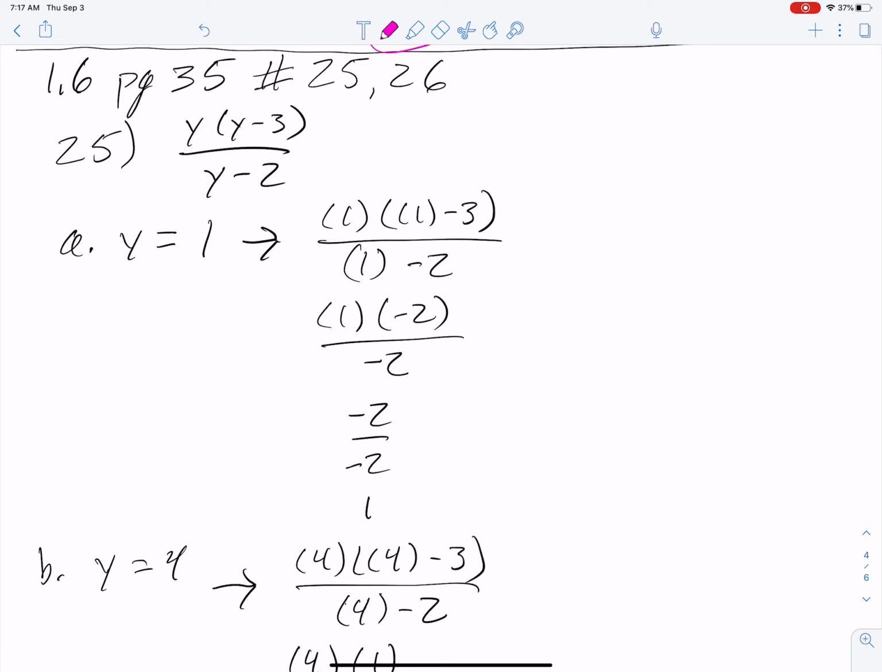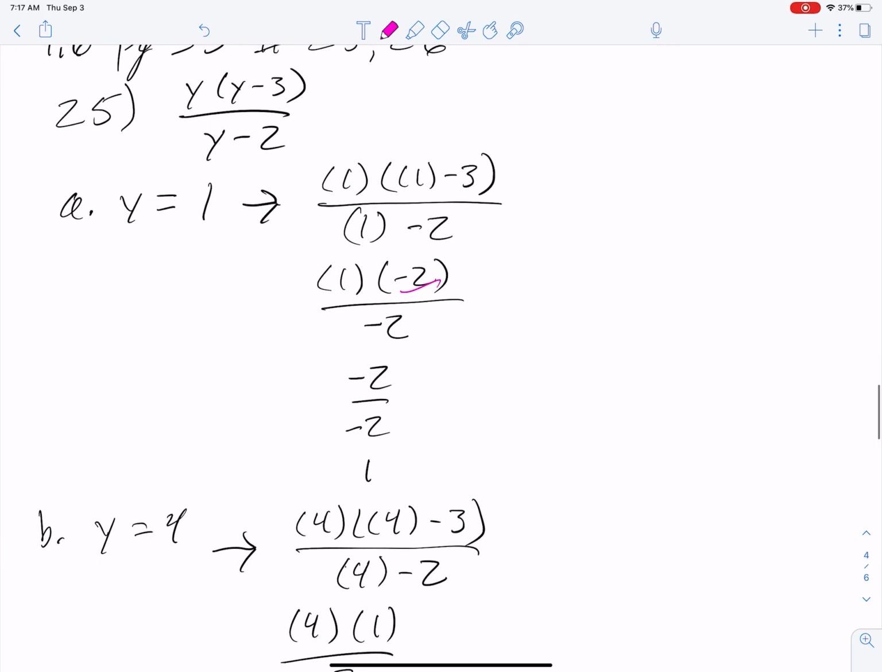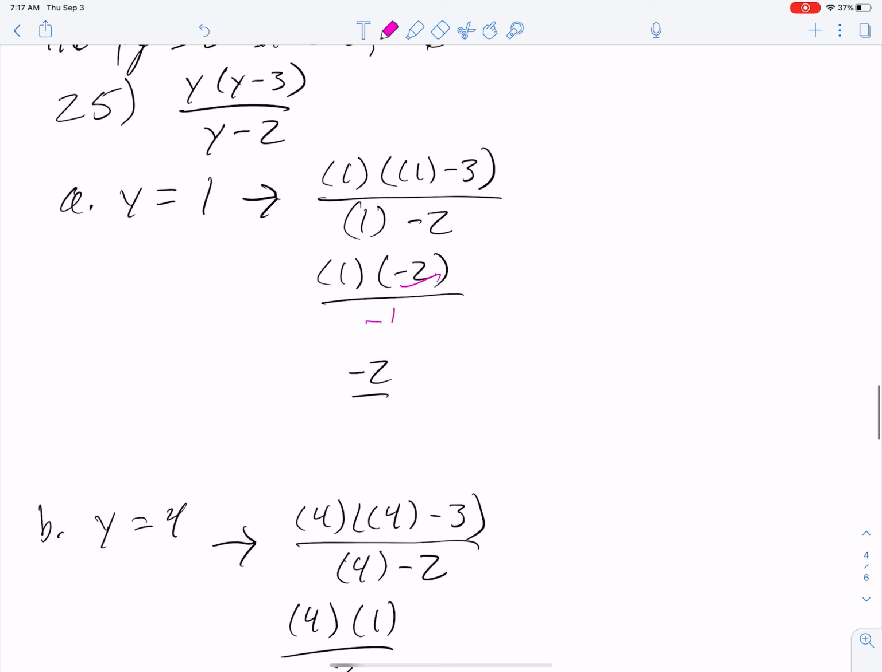Following the order of operations, I do 1 minus 3 first, 1 minus 2, oh, I made a mistake. Let's correct this. One minus 2 would get me negative 1. 1 times negative 2 gets me negative 2 over negative 1, resulting in a final answer of 2.